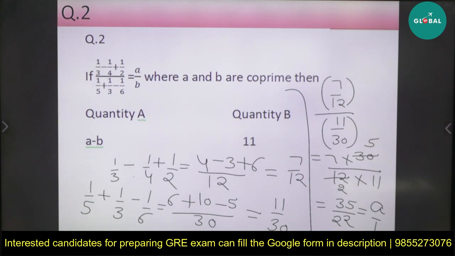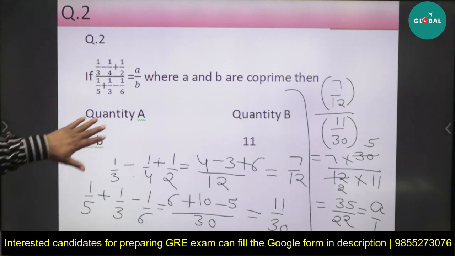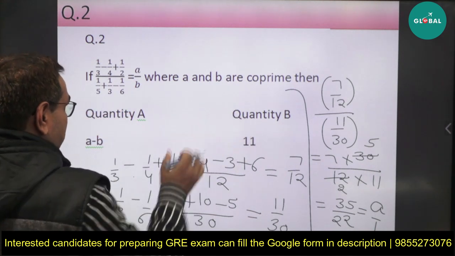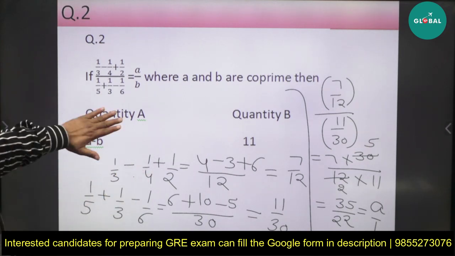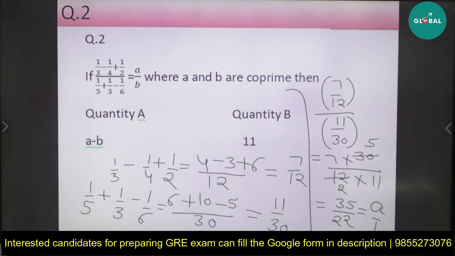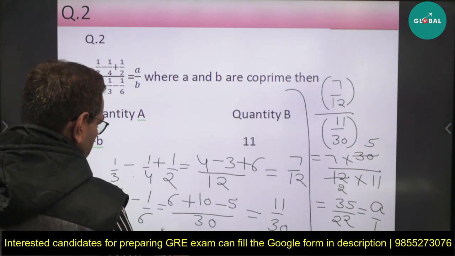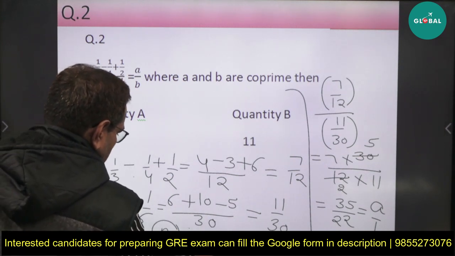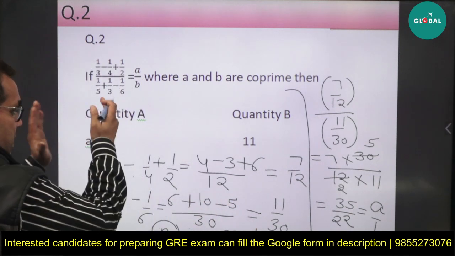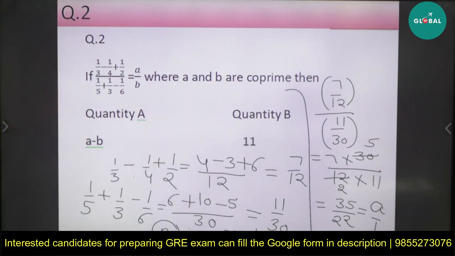So what is A minus B? 35 minus 22, it is 13. So this quantity A is coming to be 13, B is coming to be 11. So obviously this quantity is greater than this quantity, okay. So A is the right answer. Option A is correct. Option A means quantity A is greater than quantity B. We can easily compare the two quantities.